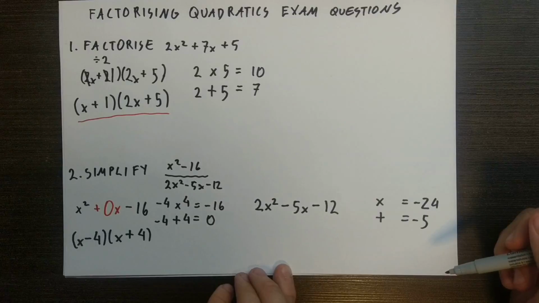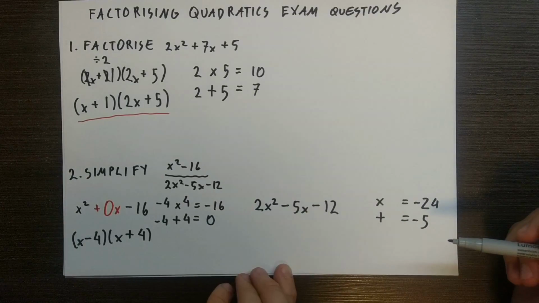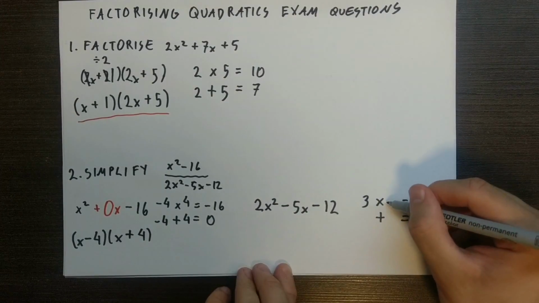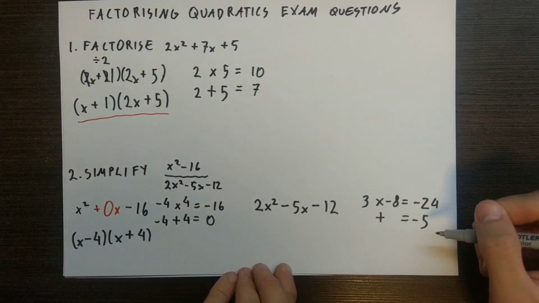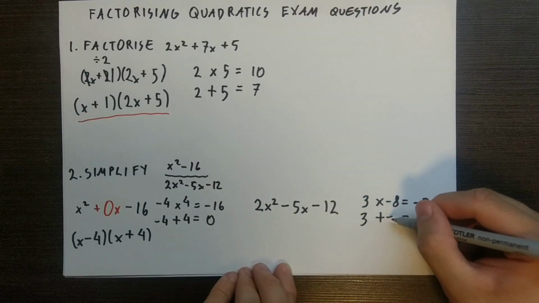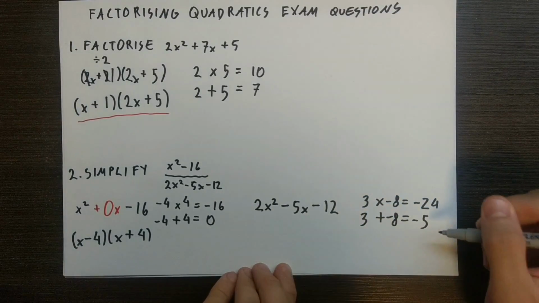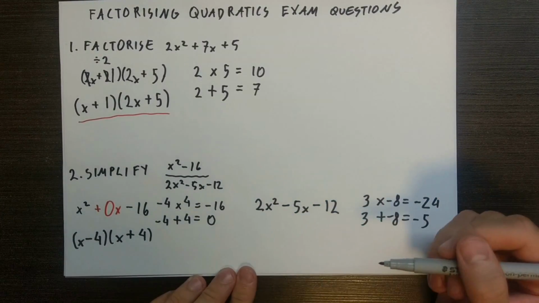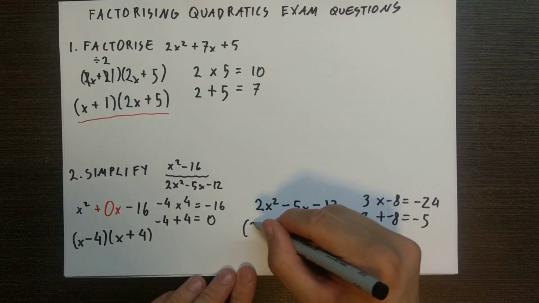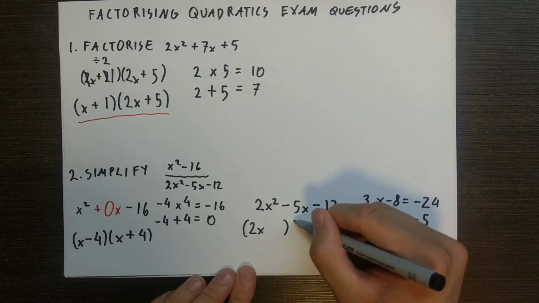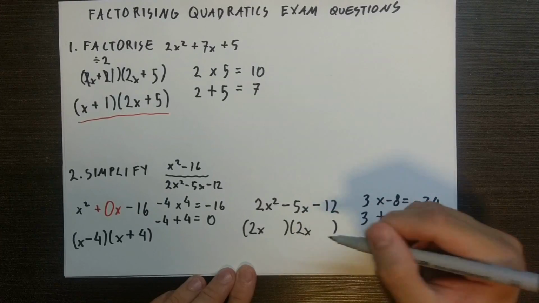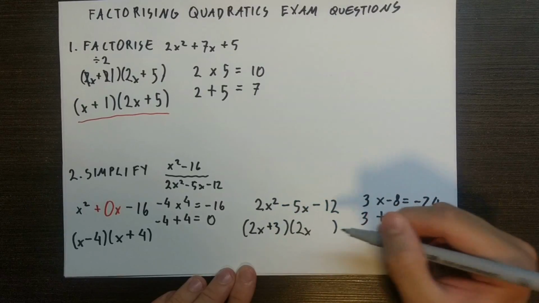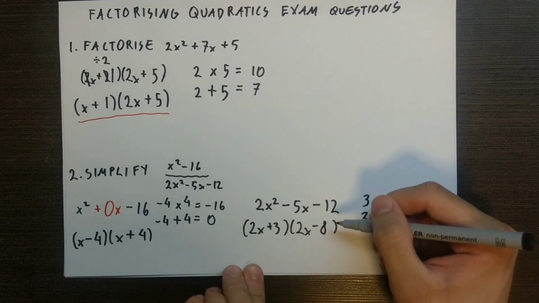So one option we have is 3 and 8. We put in positive 3 and negative 8 to give us negative 24, and we put in positive 3 and negative 8 to give us negative 5. So we are going to use this pair of numbers to figure out how to factorize this. So as normal, we put 2x into one bracket, we put 2x into another bracket, and now we just have to plug the numbers in. So we have plus 3 here, and we have negative 8 right there.